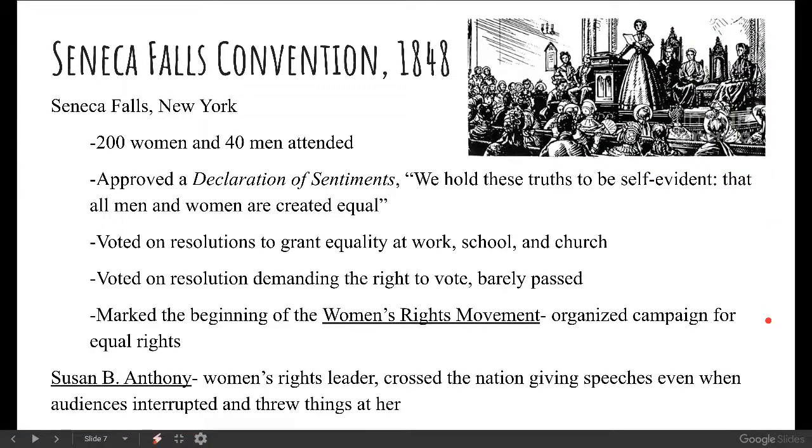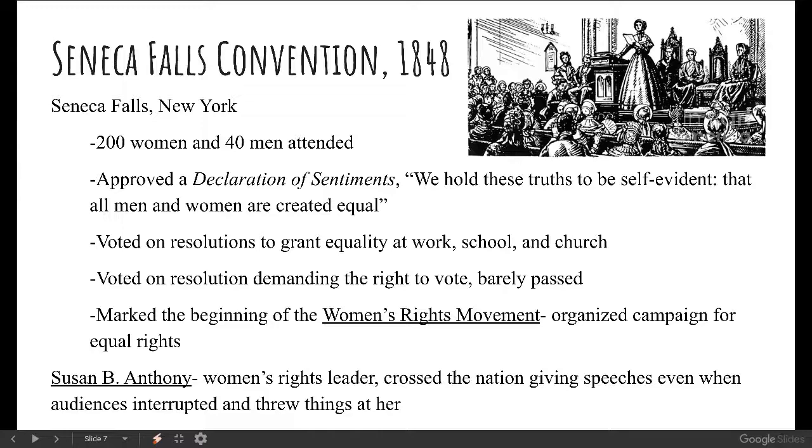Okay. So the Seneca Falls Convention, 1848, takes place in New York. About 200 women attended, with 40 men in attendance as well. And they did a couple of things. The first one is pretty major. They approved a Declaration of Sentiments, which was basically a statement about their goals and about equality for women. And they actually used some of the lines from the Declaration of Independence and altered those.